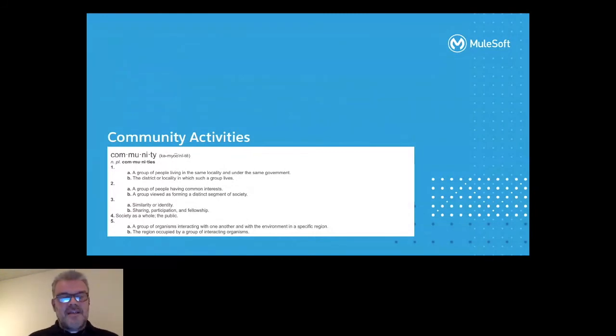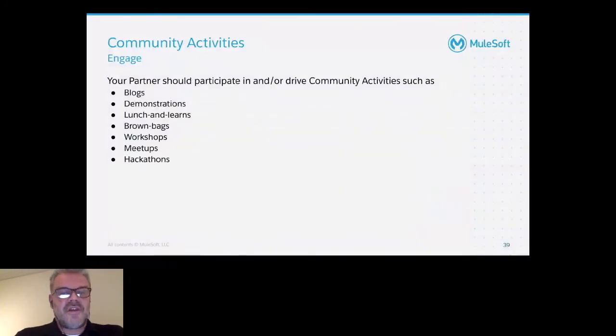And now something that is probably not as visible to everyone, but it's of vital importance, and that is community activities. Community activities drive the knowledge and success of integration in an organization. So when you start your community activities, you need to ask your partner to participate in and drive community activities. And it can be as simple as blogs or demonstration during an all hands or a lunch and learn session about either a new API or a new feature on the platform or a new value stream that was completed. Partners should participate in brown bag sessions, in workshops, in meetups, and even in hackathons.